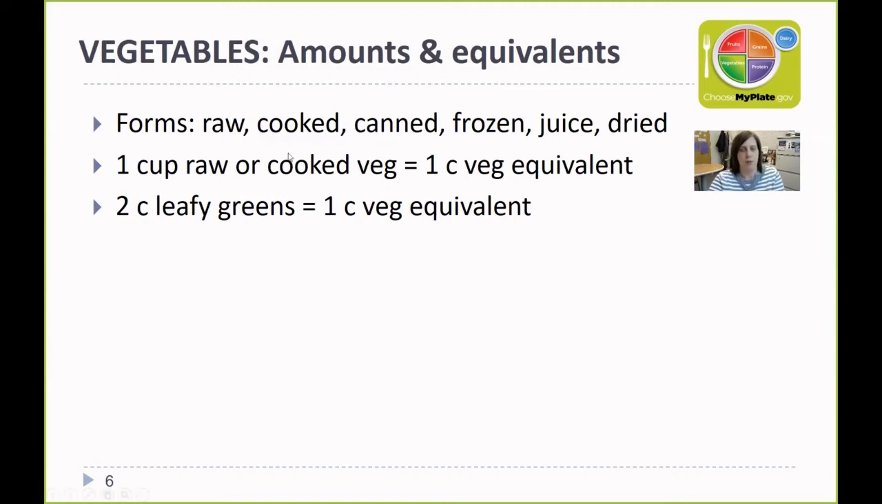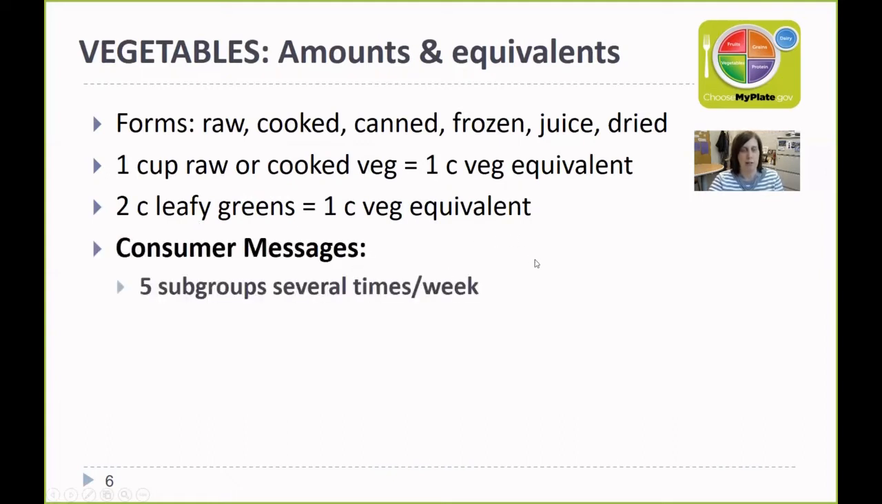So how much is an equivalent? Well, I showed you that example before, and this is really what we see is that something that's raw or cooked vegetable goes straight across. So a cup of raw or cooked vegetable is a 1 cup vegetable equivalent. However, when we talk about our leafy greens or salad, we have to consume double that in order to get the same amount of equivalent. So for a 1 cup vegetable equivalent, you'd need to consume 2 cups of leafy greens.